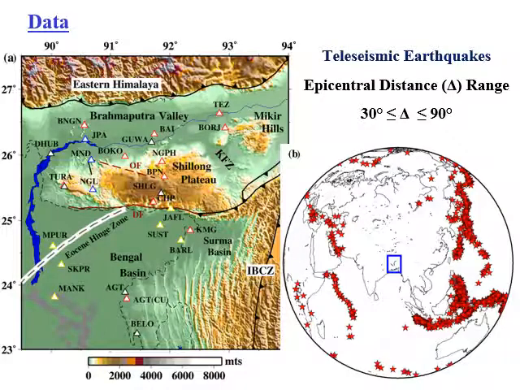The earthquakes that we use for our receiver function analysis are teleseismic earthquakes, which lie in an epicentral distance range of 30 to 90 degrees. For a central Shillong Plateau station, all the earthquakes that we have used are plotted on the figure on your right bottom. The red stars are all the earthquakes, and these are recorded at a station which is marked by the blue square in the middle.